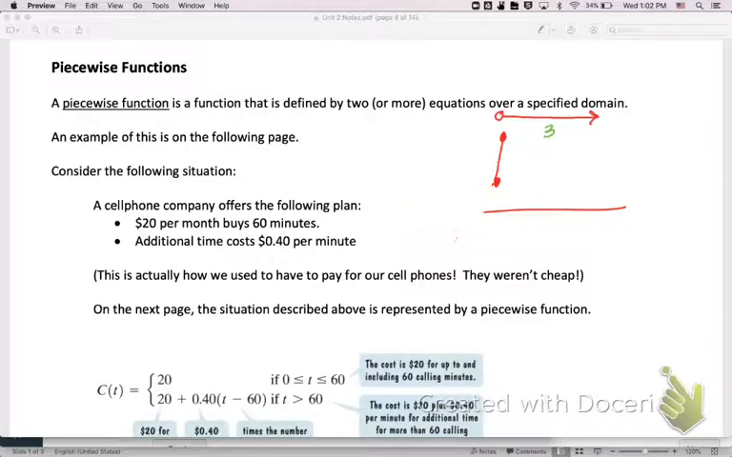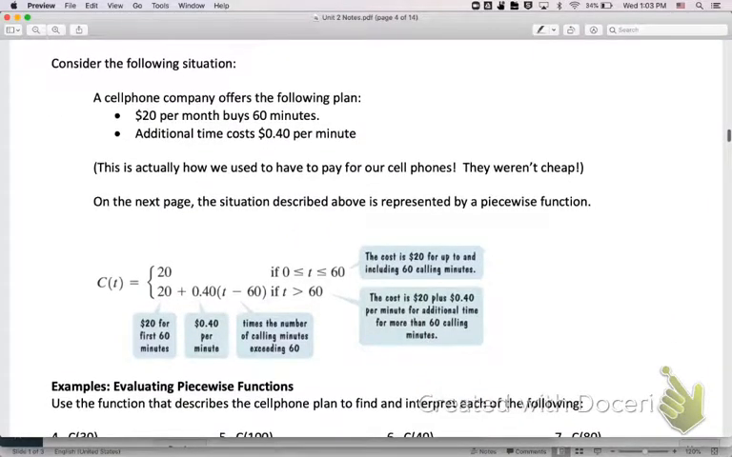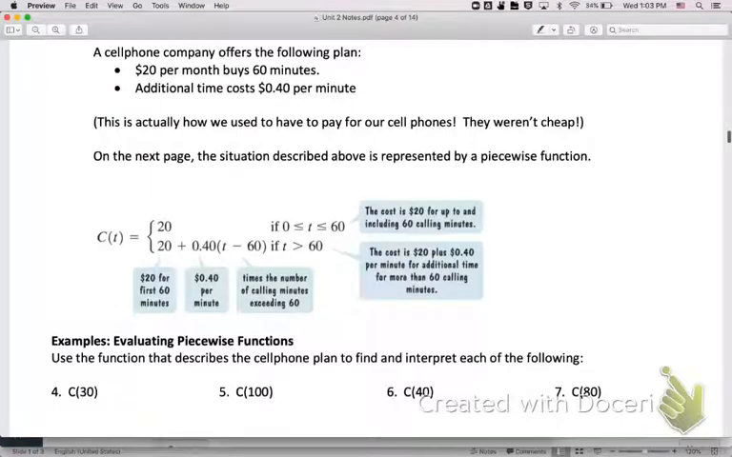In real life, functions are often going to be needing piecewise functions, okay? Here's an example of a situation that would require a piecewise function. It says, a cell phone company offers the following plan. $20 per month buys 60 minutes of talking time. Additional time costs 40 cents per minute. This is how it costs to get a cell phone when cell phones first started coming out. Now everything's unlimited, but we don't have to see it a lot like this anymore.